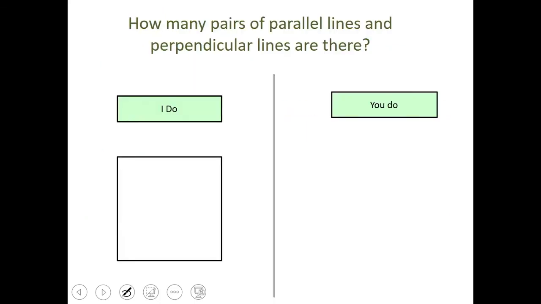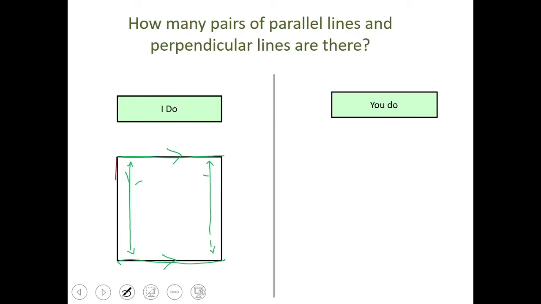Right, so I want us to do this first example together, and then I want you to do the next example on your own. So how many pairs of parallel lines and perpendicular lines are there? So here we have a square. So we know the distance between here and here. These two lines are the same. The distance between this side and this side is the same. So we know these two lines are parallel. We can draw these arrows to show that they're parallel.